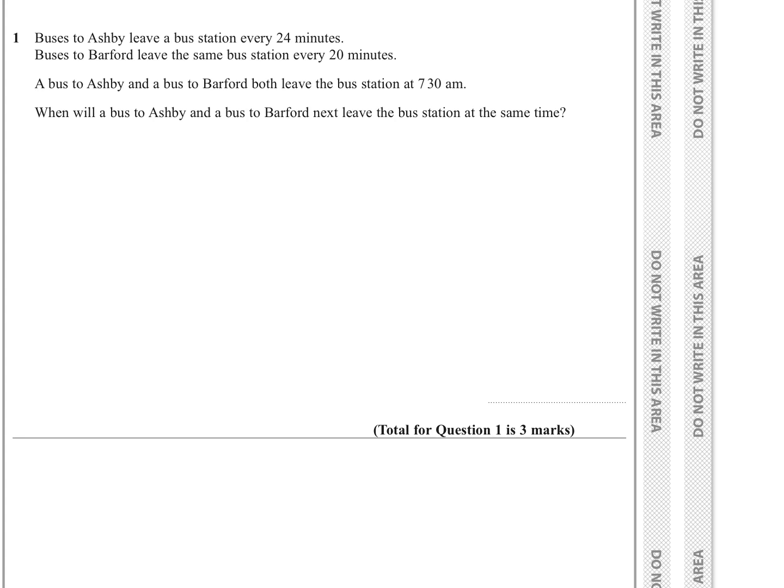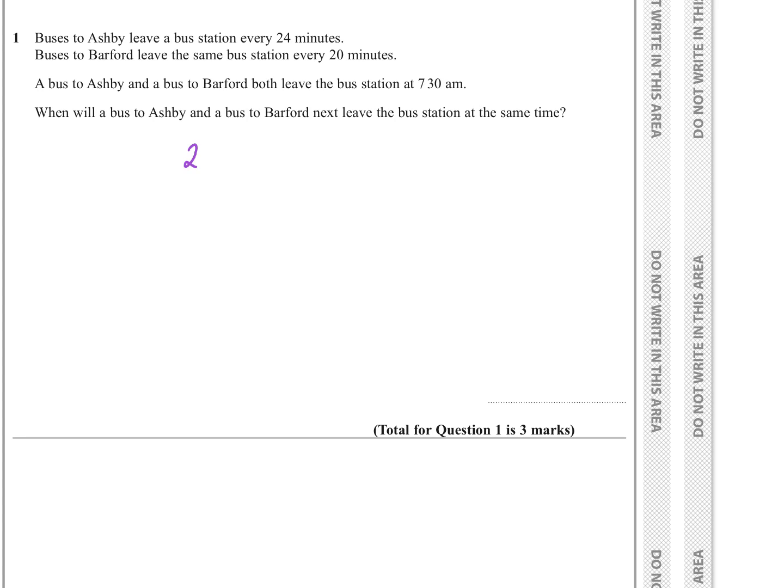Question 1. It says the buses to Ashby leave every 24 minutes and the buses to Barford leave the same bus station every 20 minutes. And it says a bus to Ashby and a bus to Barford both leave the bus station at 7:30 a.m. When will a bus to Ashby and a bus to Barford next leave the bus station at the same time?